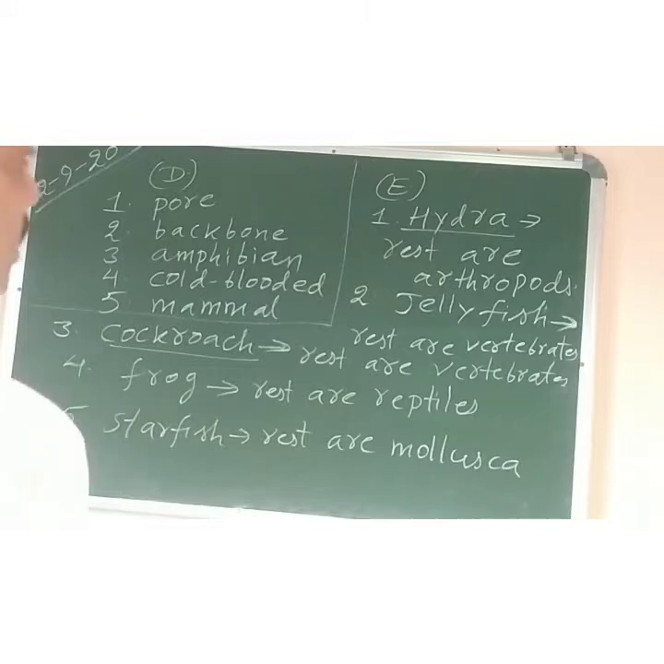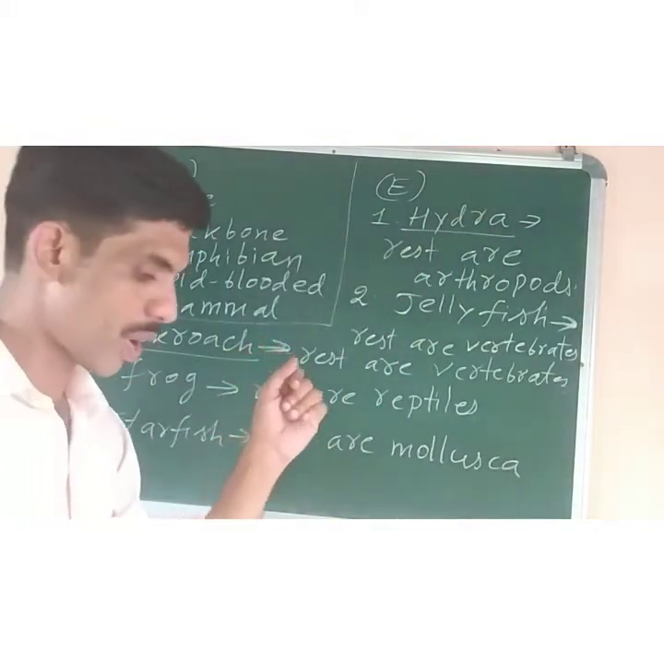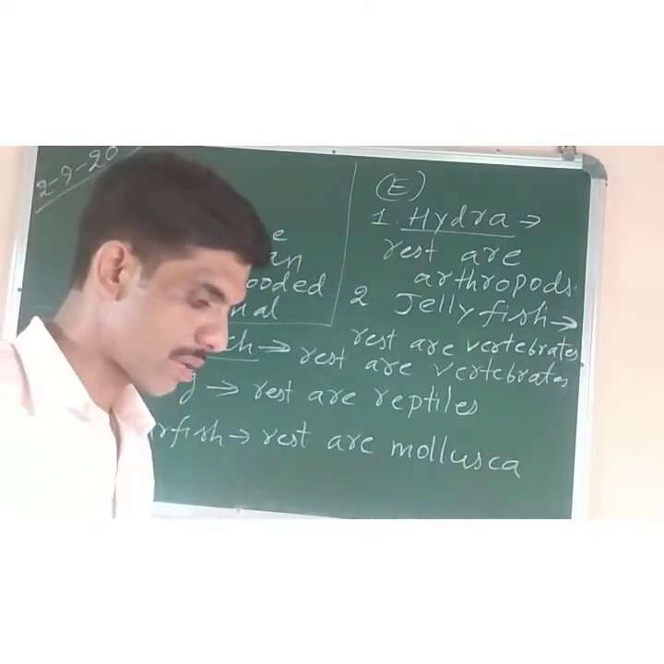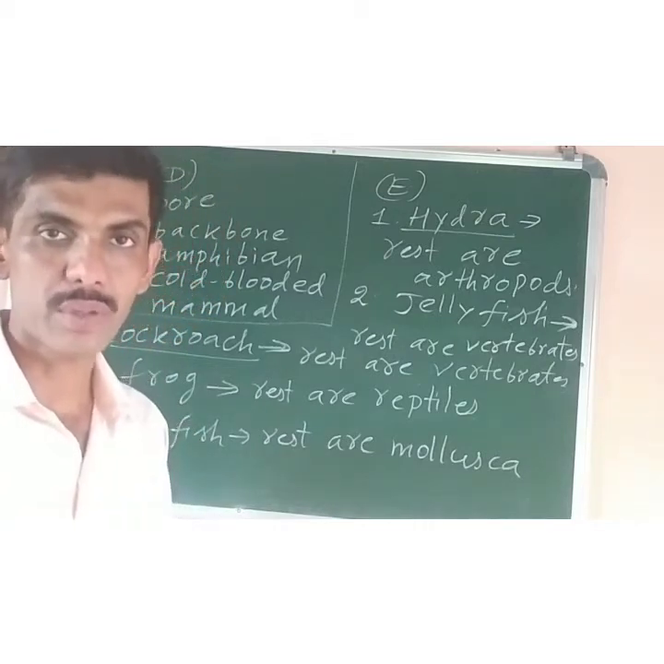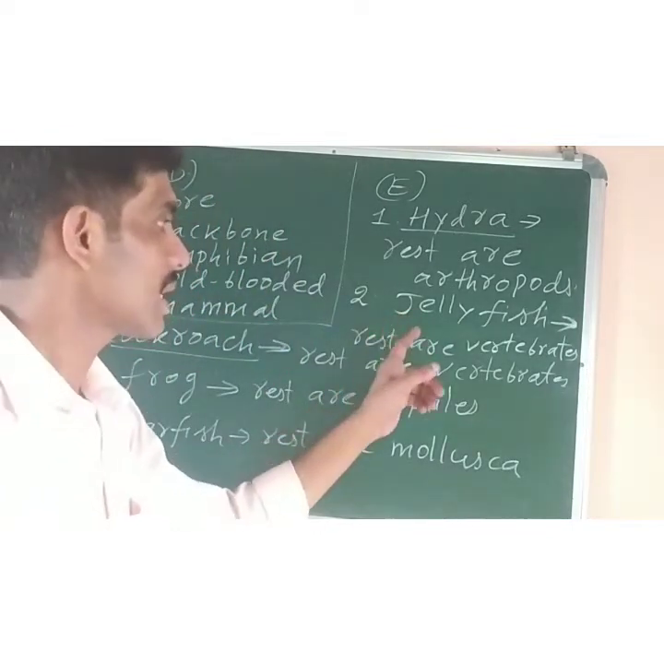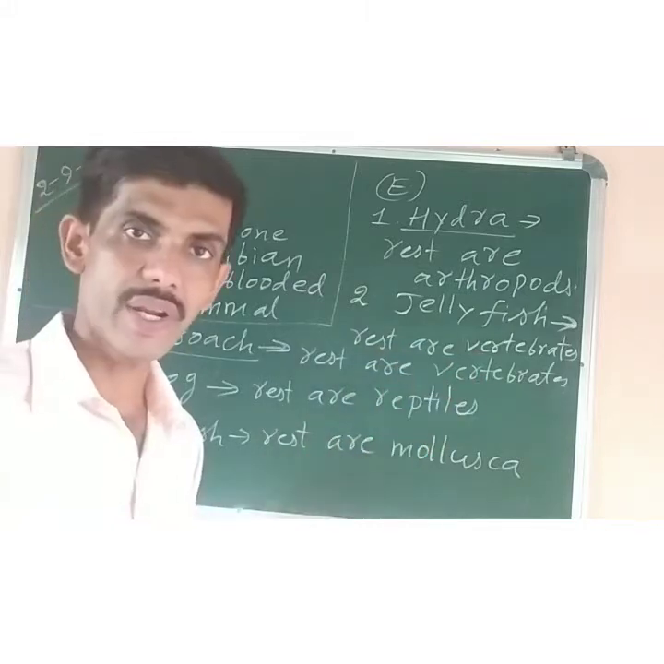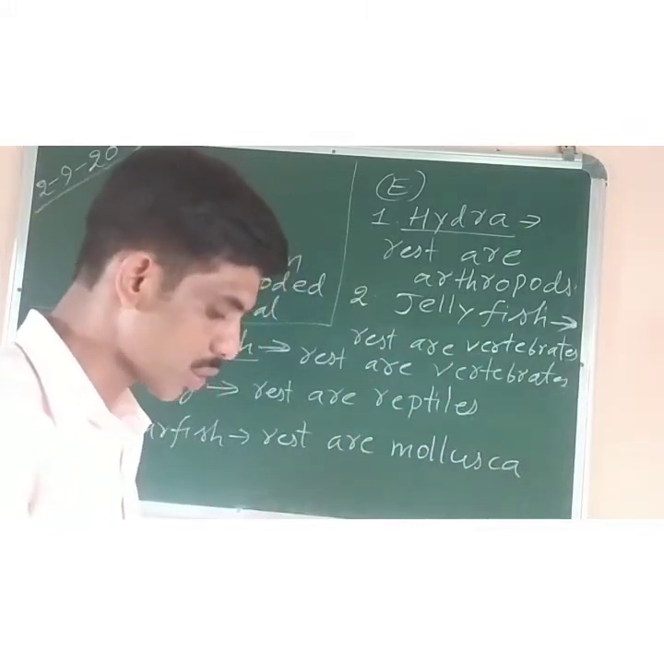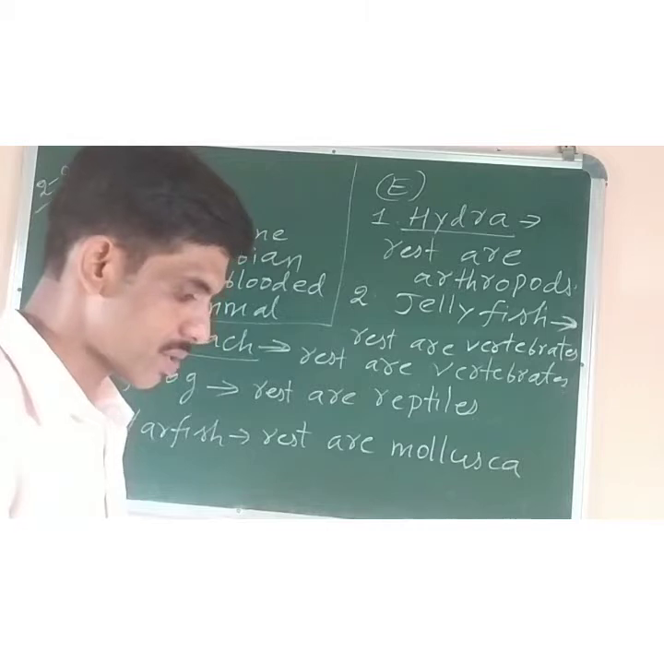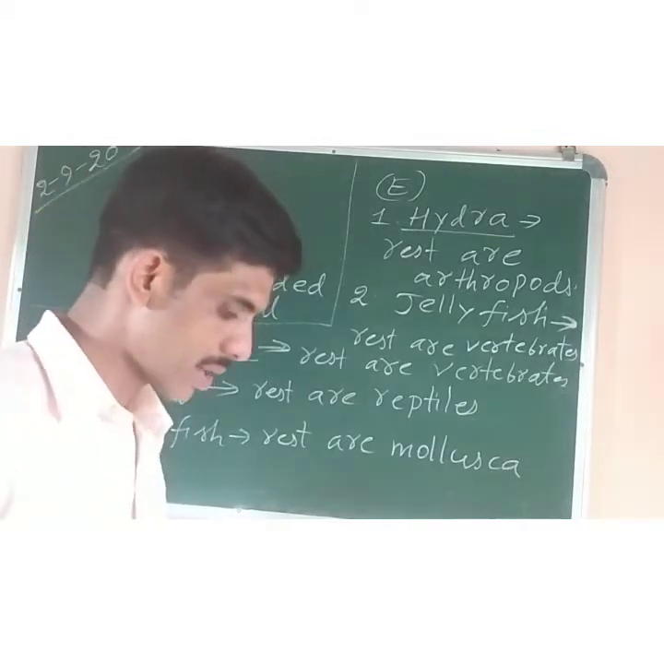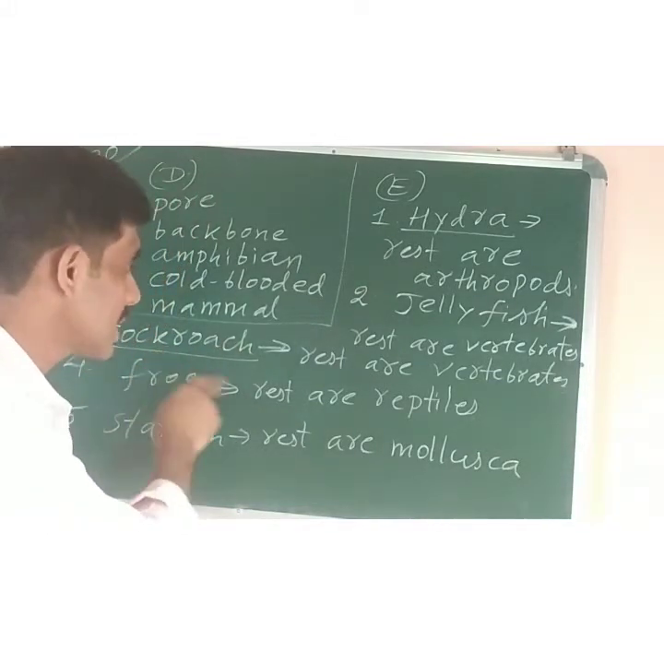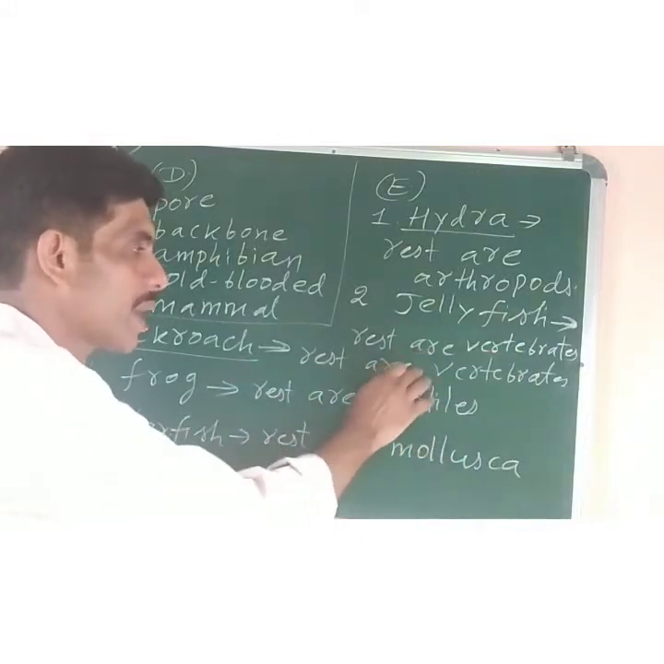Okay, check once again now. Number one is the odd one, Hydra. Why? Because rest, that is cockroach, butterfly, scorpion, they are arthropoda. Okay, but Hydra is not belonging to that arthropoda. Then number two, we have shark, rohu, jellyfish, goldfish. Jellyfish is invertebrate, rest all are vertebrates. Because you know that jellyfish belongs to a group of organism that is Cnidaria. So Cnidaria comes under invertebrate. Now next one is number three, frog, cockroach, fish and dog. The cockroach is invertebrate and rest all are vertebrates. So same here, rest are vertebrates.